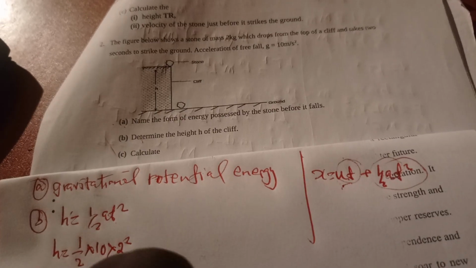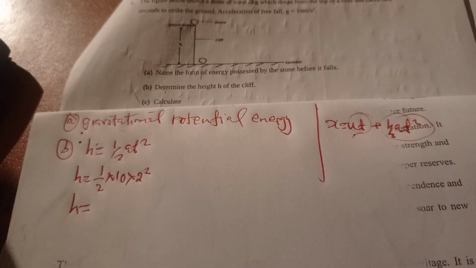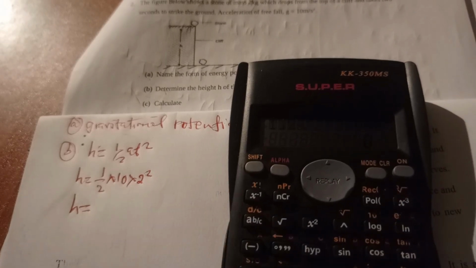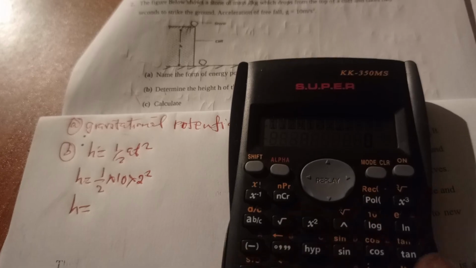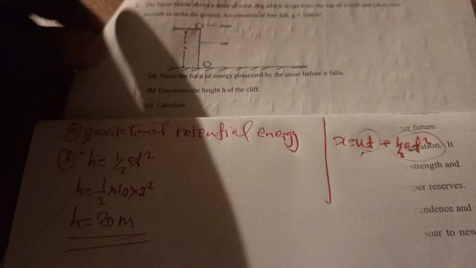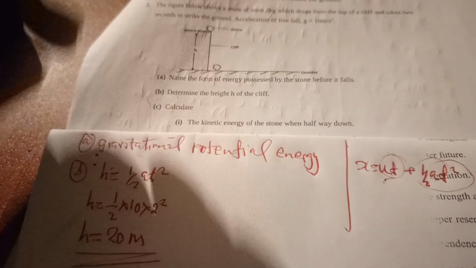So I'll say height is equal to 1 over 2 times 10 times 2 squared here. The answer is 20. So the distance, the height, is 20 meters. Okay. The question C.